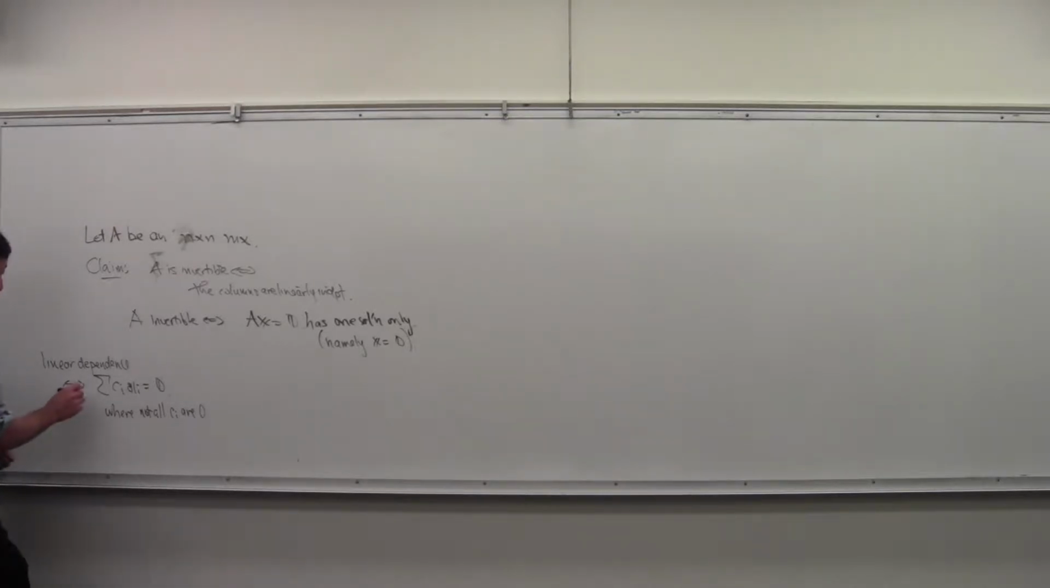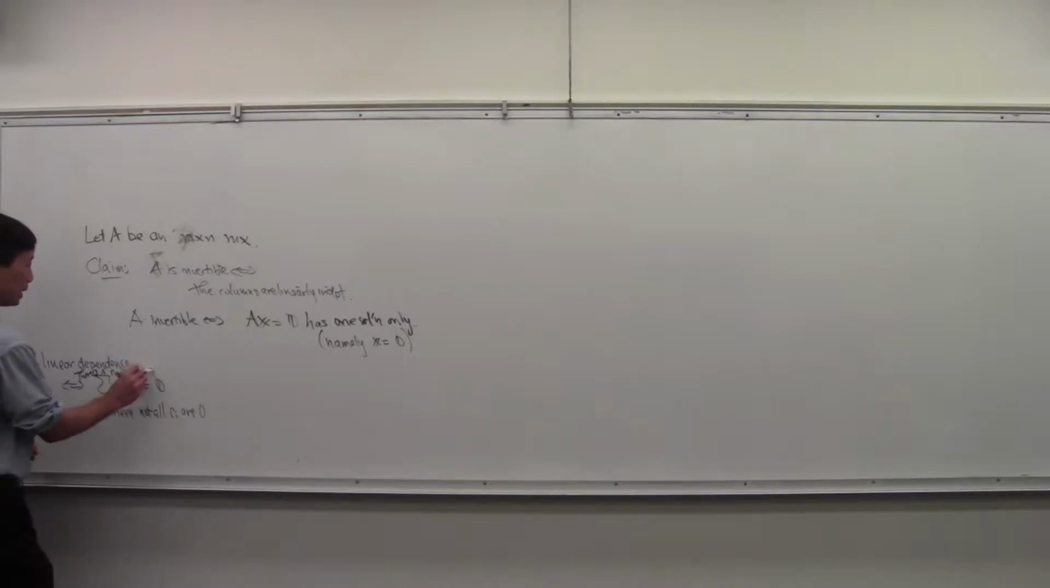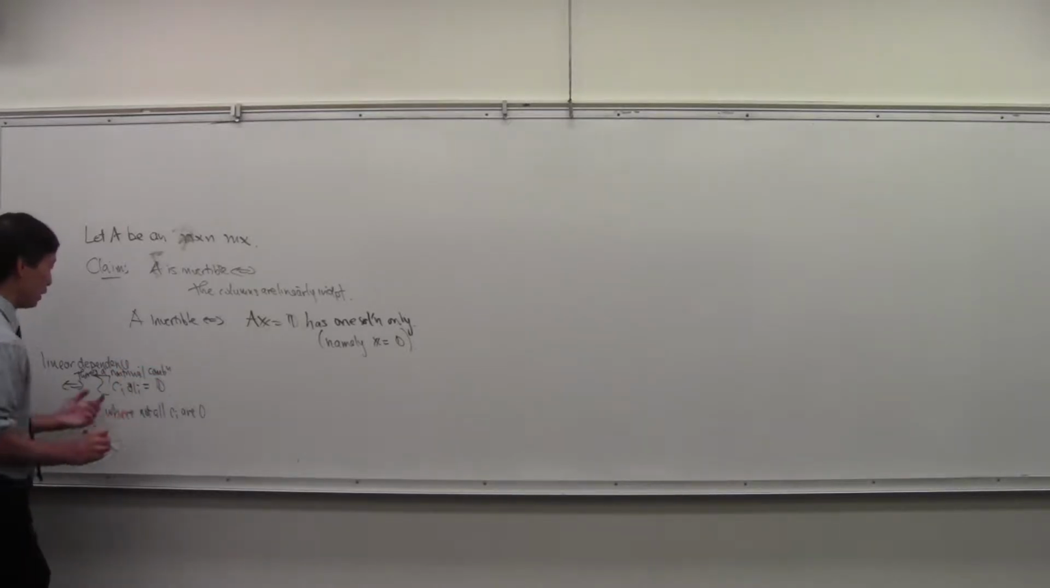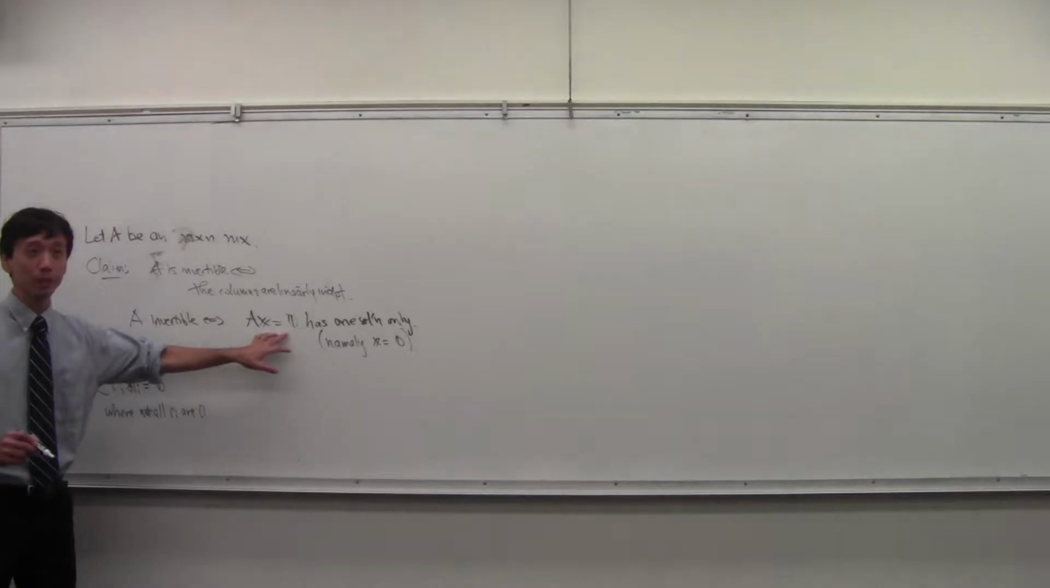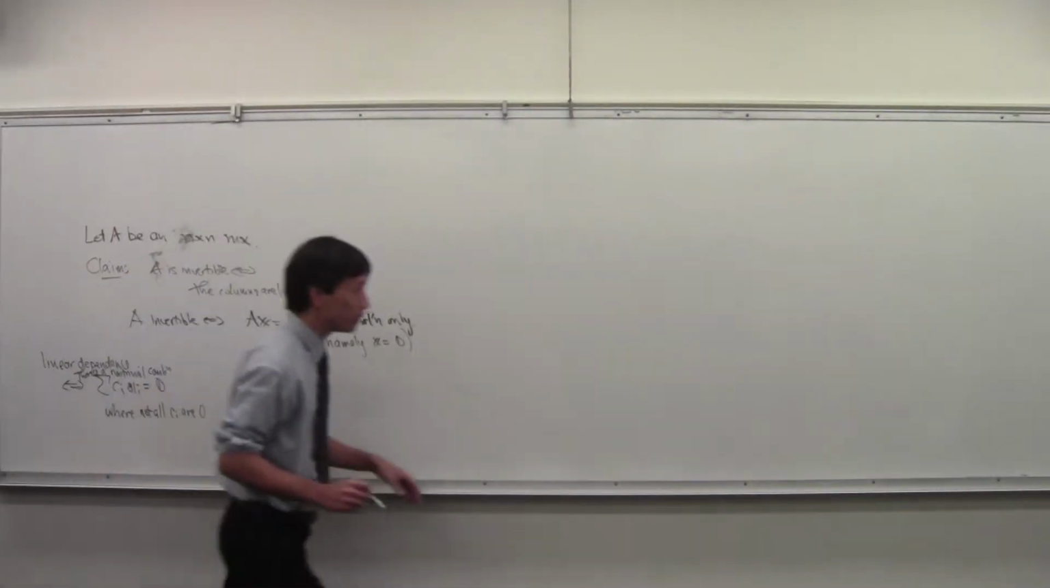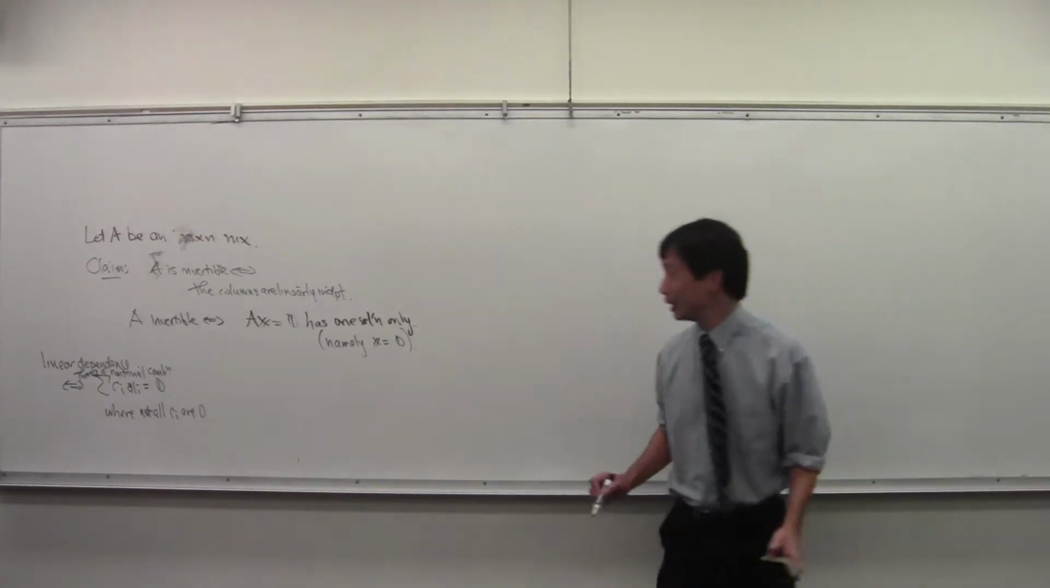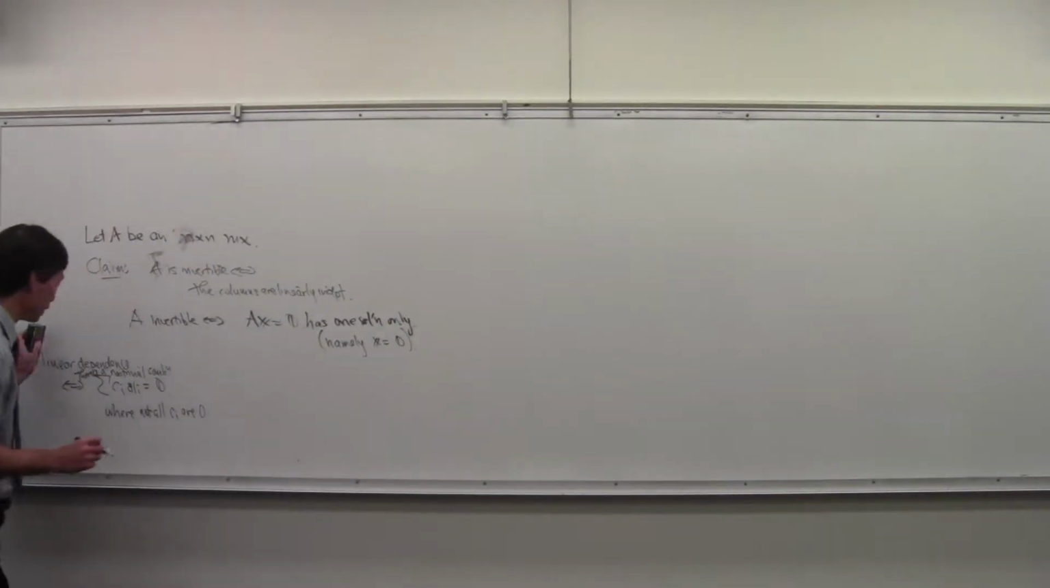So there's a non-trivial combination of the vectors that gives you the zero vector, right? But that's the same thing as saying that this has multiple solutions, right? That's the same thing as saying that this has multiple solutions. Let me be a little less sloppy about it.